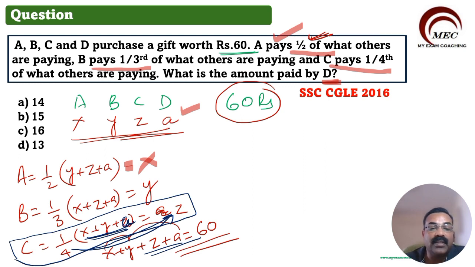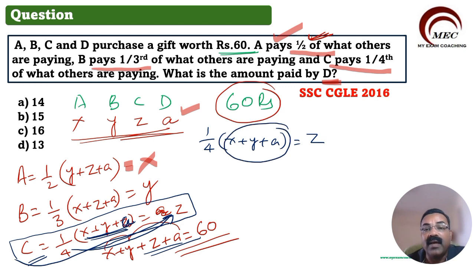Okay, so let us say from equation C, we have 1 by 4 into x plus y plus a equal to z. So what is x plus y plus a? x plus y plus a equal to, this 4 will be multiplied here, it will become 4z.